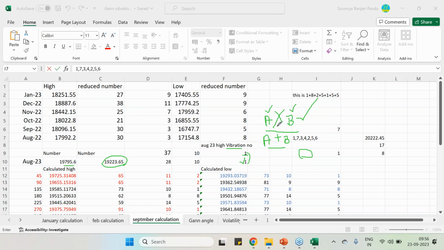So here, if you say 7, I will consider 1 and 7. 3, 4, 2, 5, 6 can be considered, but these are not important vibration numbers. They will be kept for studies, just for observations. So only through the addition process and multiplication process, no division, no subtraction process. That is, only addition and multiplication will be allowed.